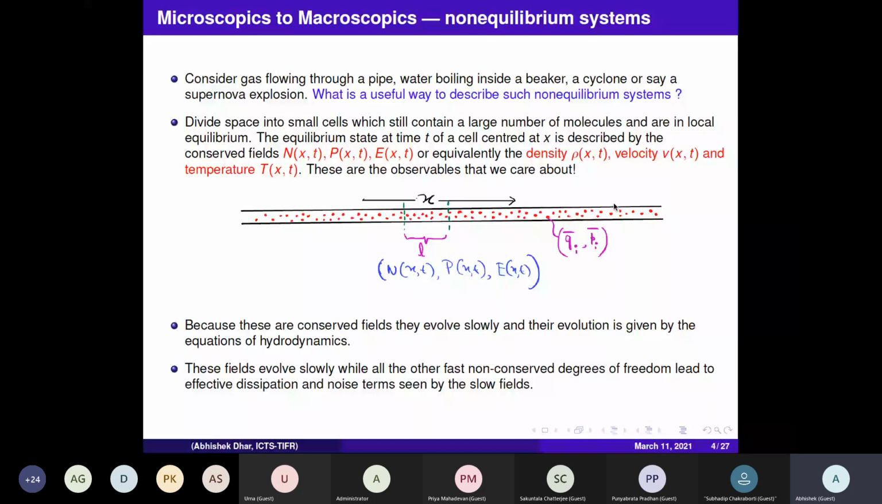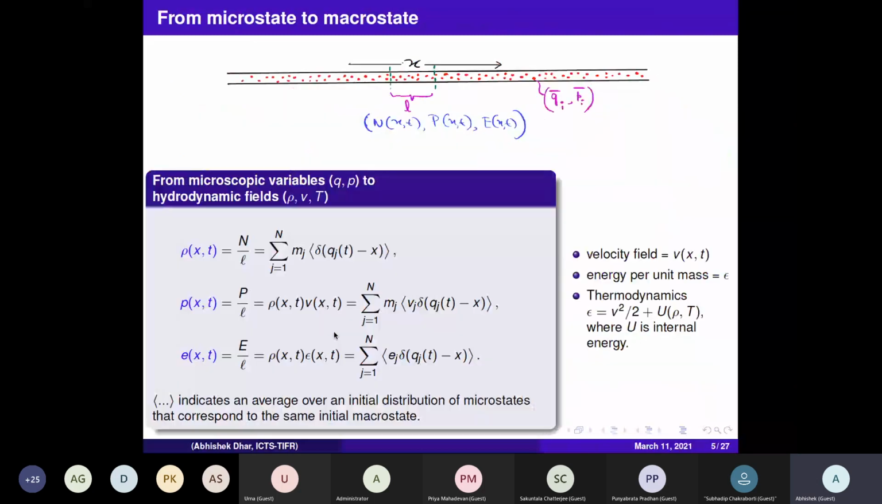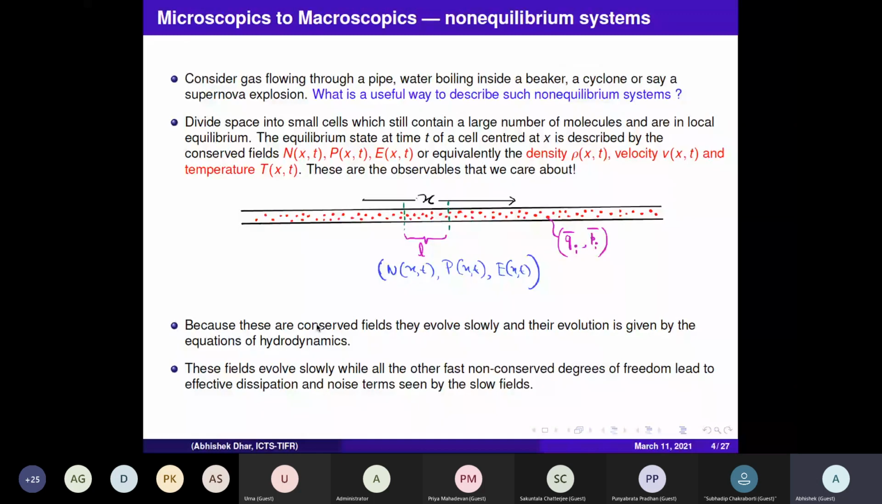If you think of water boiling in a beaker, you want to see how the flow velocity is, and what the temperature scale is. So these are really the interesting observables. Okay, so now the question is how do these fields evolve? Because they are conserved fields, it happens that they evolve very slowly both in space and time. Okay, and their equations are the equations of hydrodynamics, which I will write shortly.